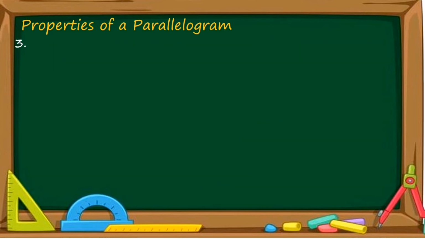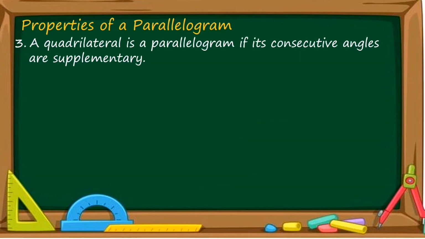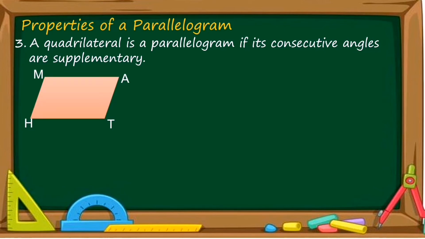Third property, a quadrilateral is a parallelogram if its consecutive angles are supplementary. What do you mean by supplementary? Supplementary means the sum of the two angles is 180 degrees. Using the same quadrilateral MATH, we know that the consecutive angles are angle M and angle A, angle T and angle H, and angle H and angle M.